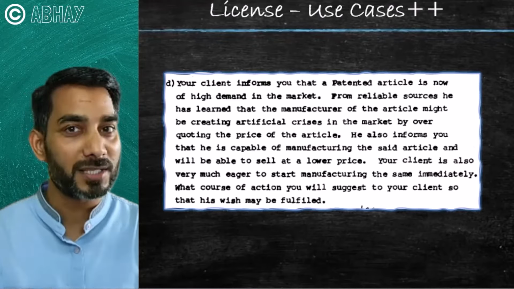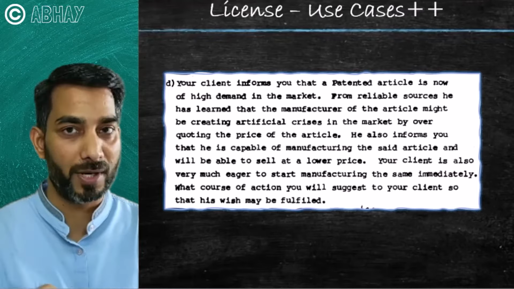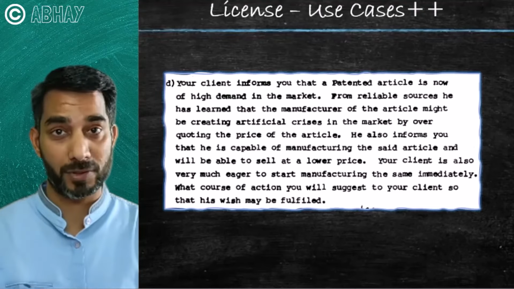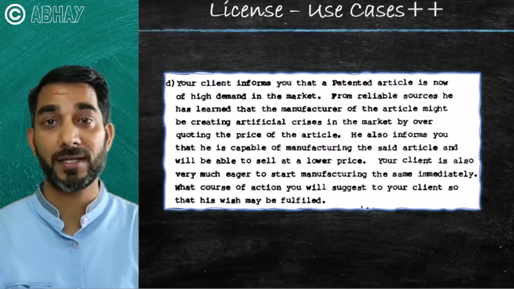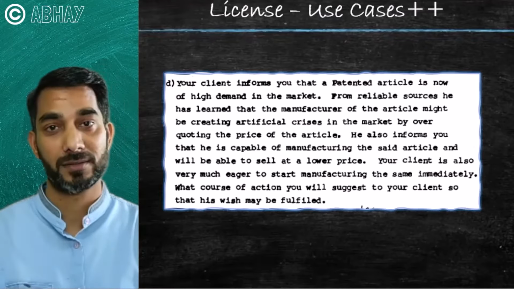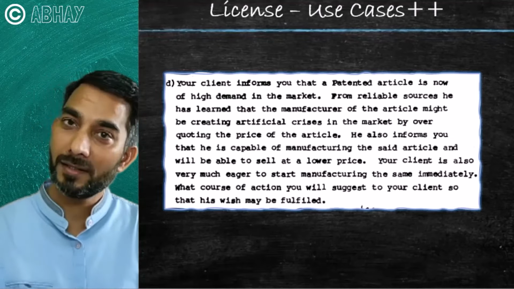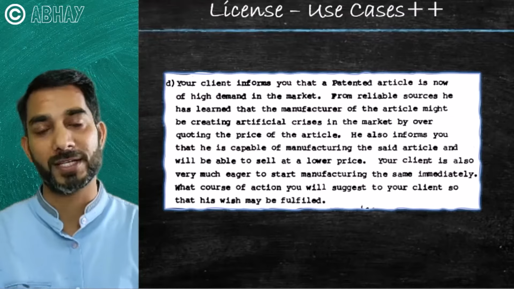So mention your understanding that the reasonable requirement of the patented article is not fulfilled because of this. And I wish to apply for compulsory license, and I have the capability and ability to manufacture the article and fulfill the needs of the market. Section 84, you go along with that and describe the flow chart. Moving to the next one.